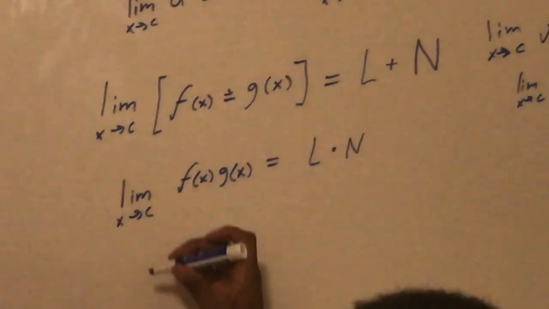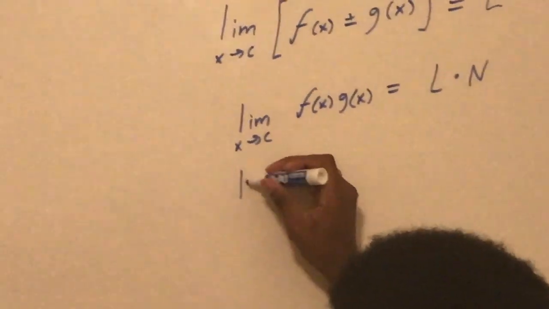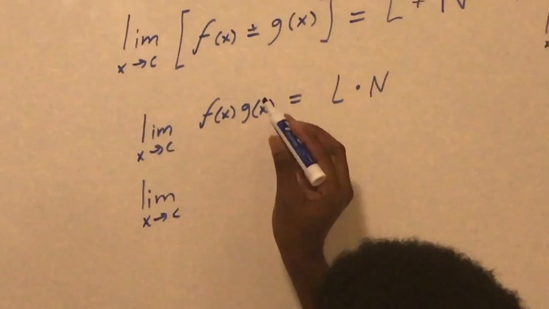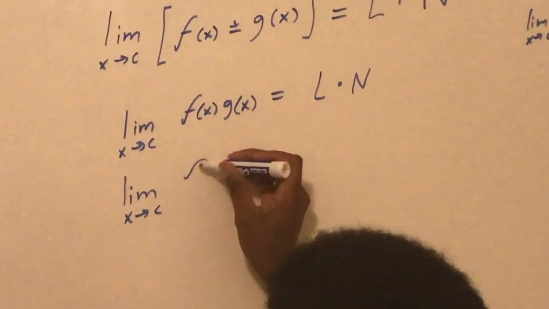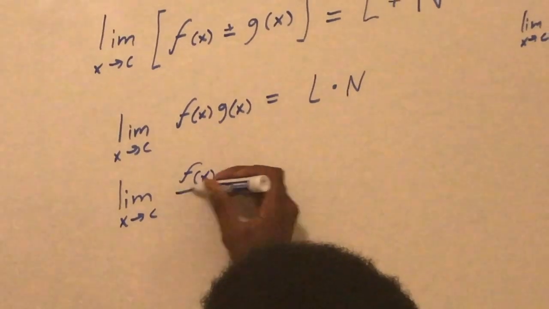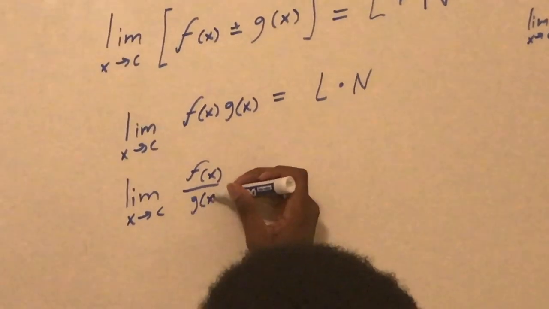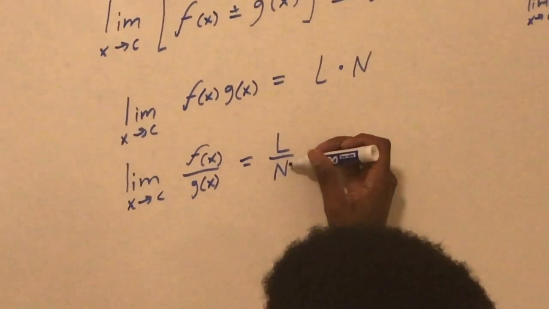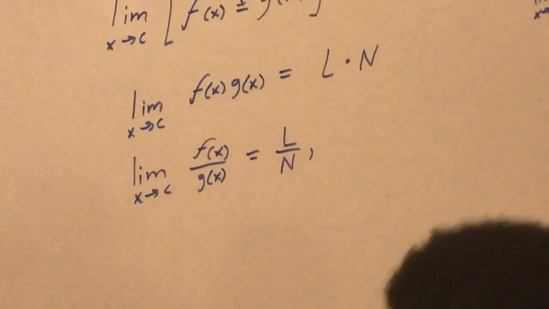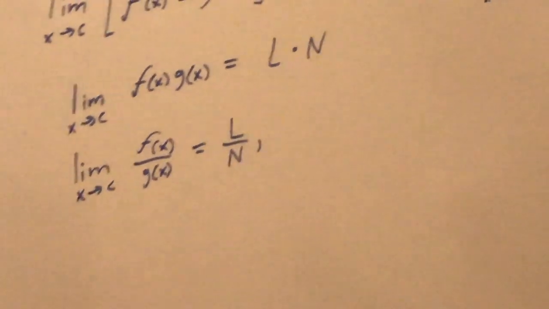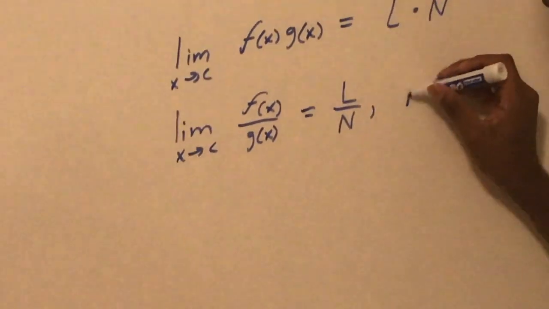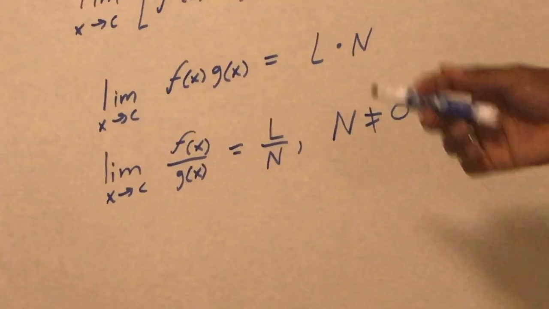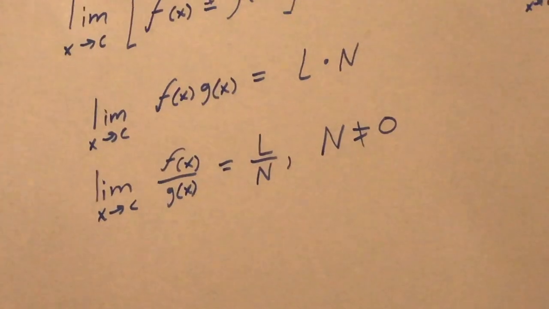So next comes division. Just like with addition, subtraction, and multiplication, it's just going to be L over n, but there's just one thing. n cannot be 0, because then this limit would be undefined and we'd have to figure out something else.